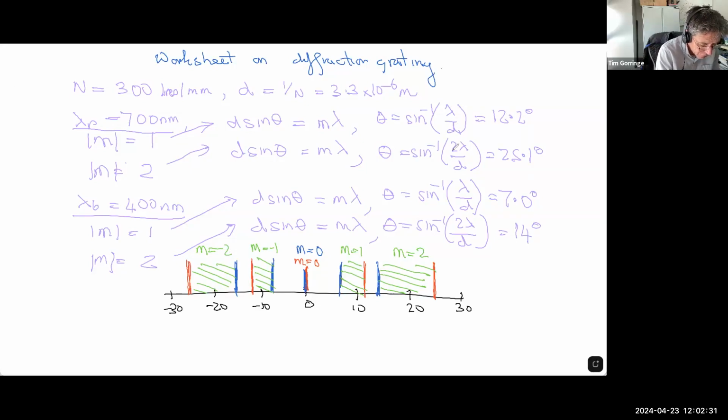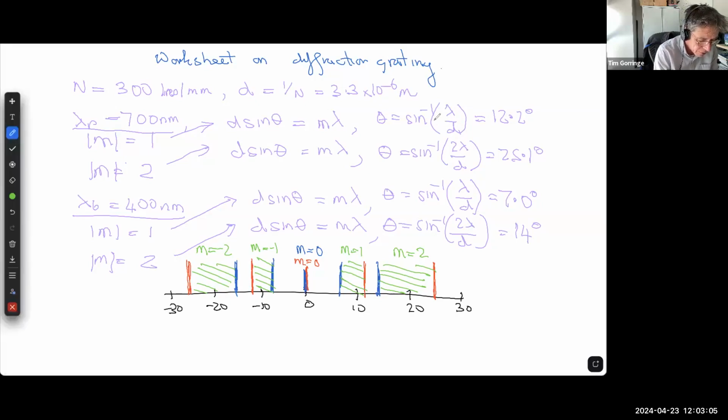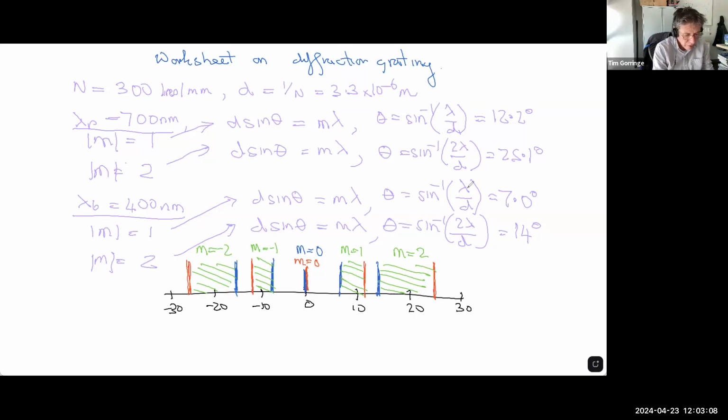Well, in each case, if you look just down here in our calculations, we're always dividing by D. D was 3.3 times 10 to the minus 6 meters for the 300 lines per millimeter. So D was always that value, or 3.3 microns. When we have 100 lines per millimeter, D will be 10 times 10 to the minus 6 meters, or 10 microns. So it'll be about 3 times bigger that we're dividing by. And that means if we're dividing by a number that's 3 times bigger, the argument of the sine function is going to be 3 times smaller. It means these angles will be smaller too.